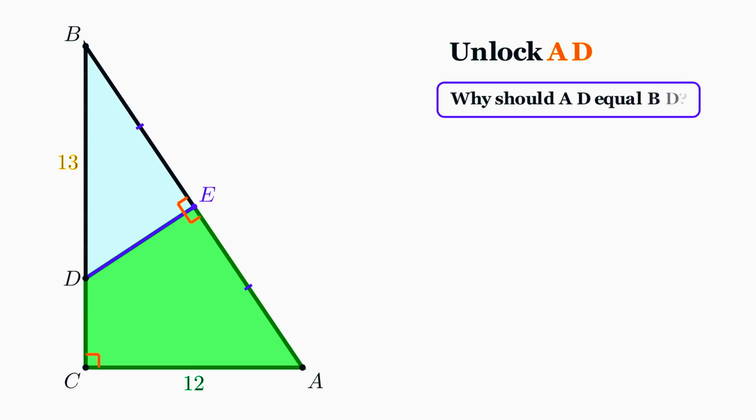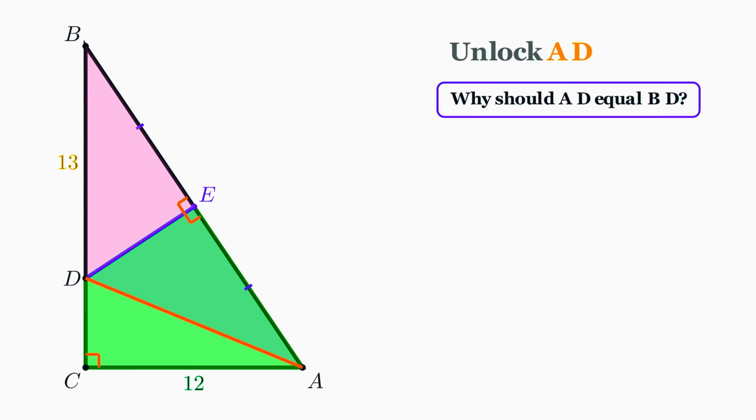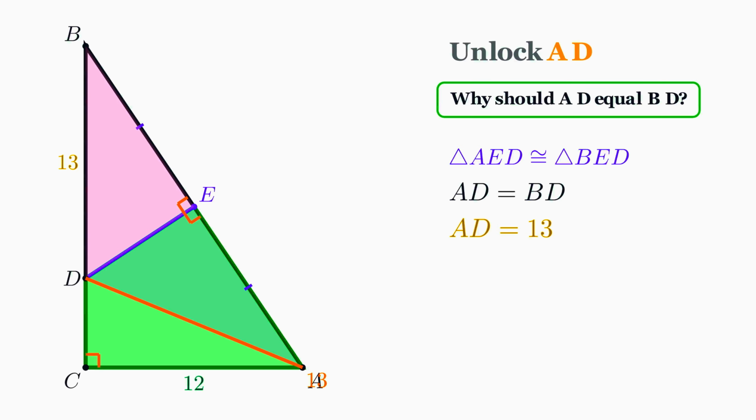Connect A to D. Triangles AED and BED: AE equals BE, they share segment ED, and both included angles at E are 90 degrees. Therefore, the two triangles are congruent by side angle side. Their corresponding hypotenuses are equal, so AD equals BD. Since BD is 13 units, AD is also 13 units.